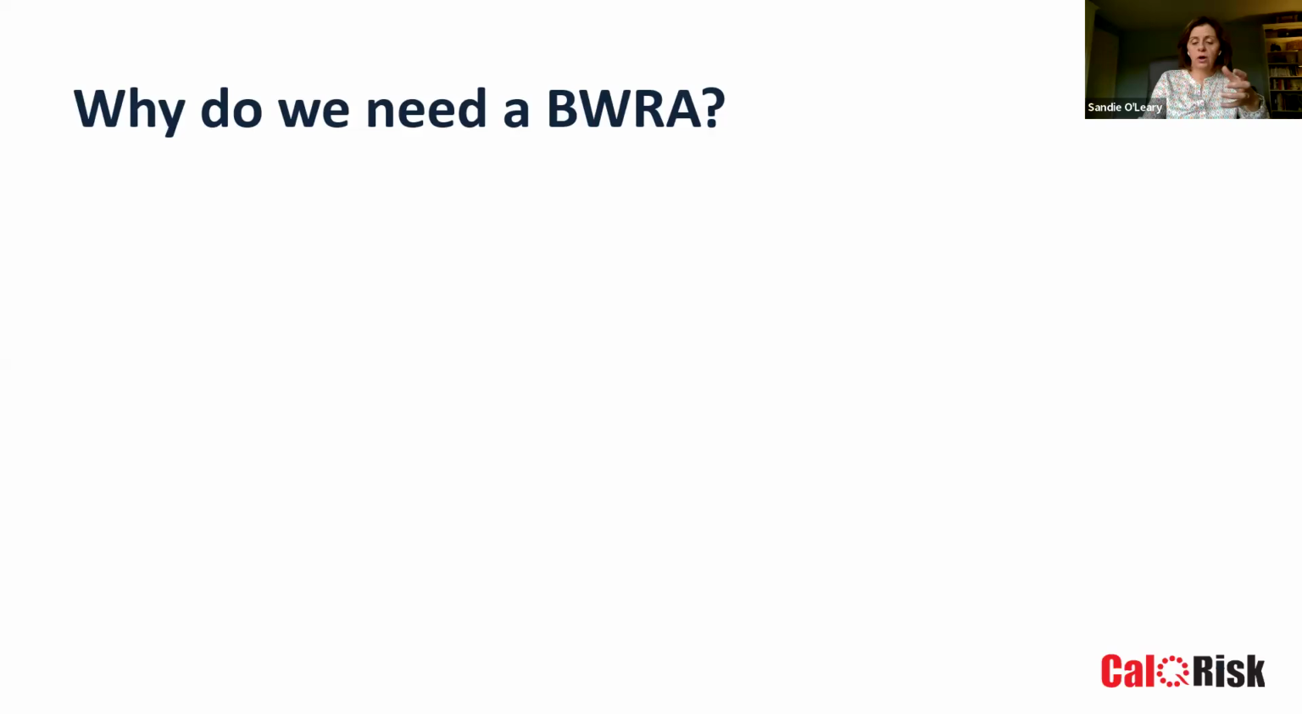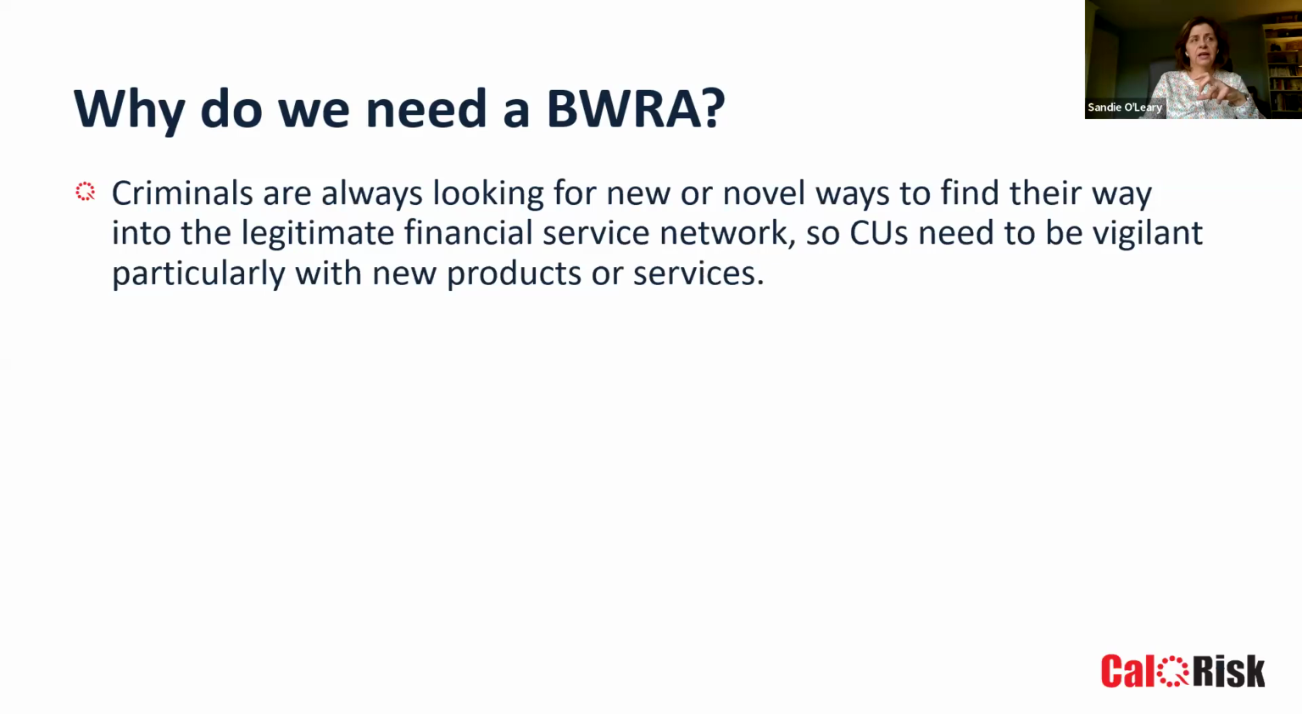So why do we need one at all? Again, just to put it in terms that are relatable. As we mentioned earlier, criminals are always looking for new and better ways to access the legitimate network. So credit unions have to be constantly vigilant, particularly with new products and services. We are going through a period of change with credit unions, looking for opportunities to develop and support their members through new products and services. But that in itself provides opportunities if the associated AML and CFT risks are not managed.